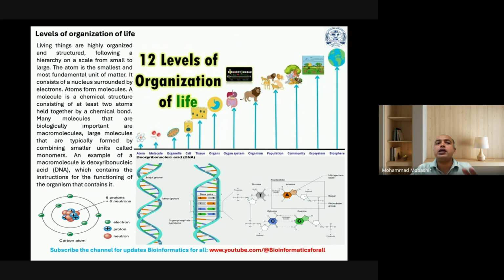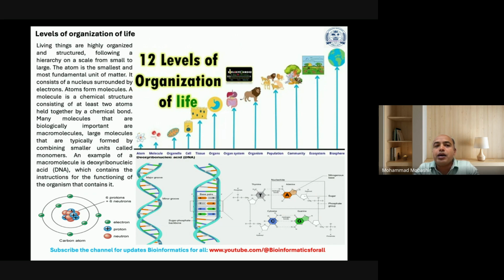Living things are highly organized and structured, as I have mentioned in the previous lecture, following a hierarchy on a scale from small to large. The atom is the smallest and the most fundamental unit of any matter. It consists of a nucleus surrounded by electrons. Atoms form molecules, and a molecule is a chemical structure consisting of at least two atoms held together by chemical bonds.